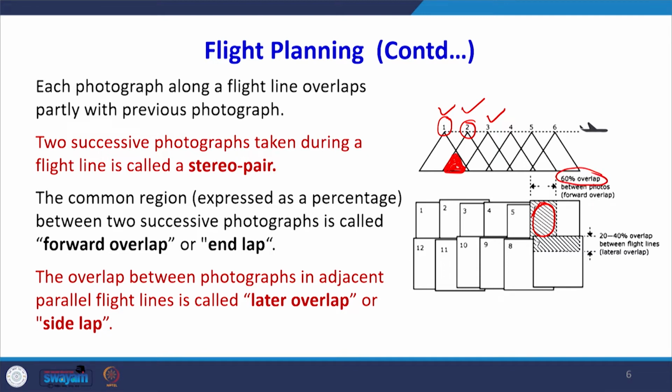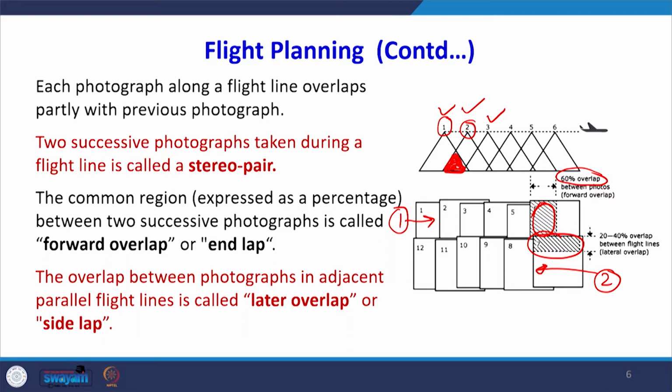Next, the overlap between photographs in adjacent flight lines. In this diagram I am showing you flight line 1 and flight line 2. Between the 2 flight lines there is also an overlap, and this is the overlap shown here. This is called lateral or side overlap. So, there are 2 terms here. One is the forward overlap or end lap, and the second term is the lateral overlap or side lap.